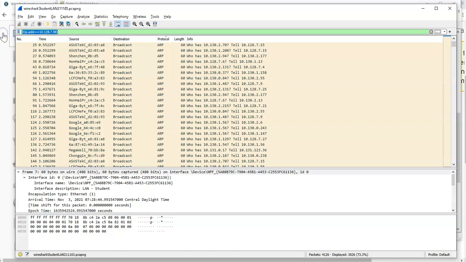So the one question, it says apply display filters only do broadcast traffic. You get a screenshot. Yeah, so do a screenshot of this. Once you apply the display filter, just do a screen capture. That shows that we have a filter in place then, right? Yeah. Okay. Yep.